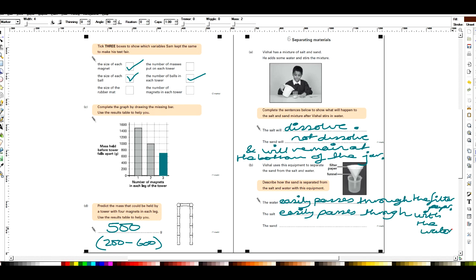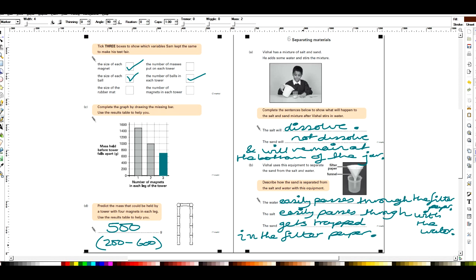So easily pass. Answer: sand gets trapped in this filter paper and cannot pass through. I'm just going to write "gets trapped". Okay, there's our three answers.